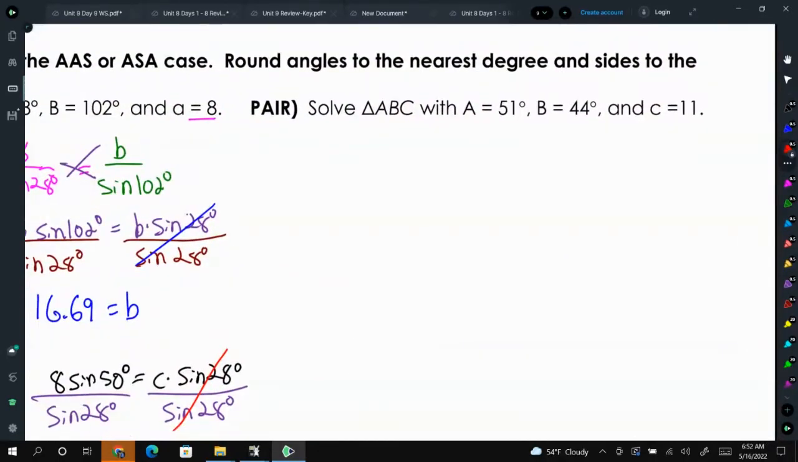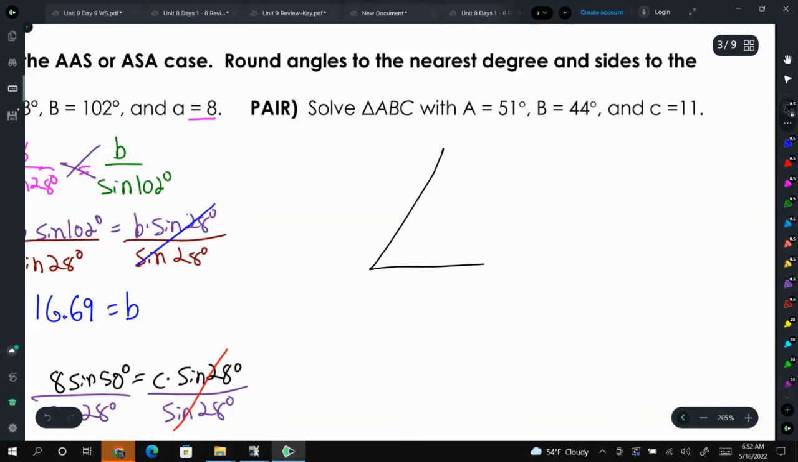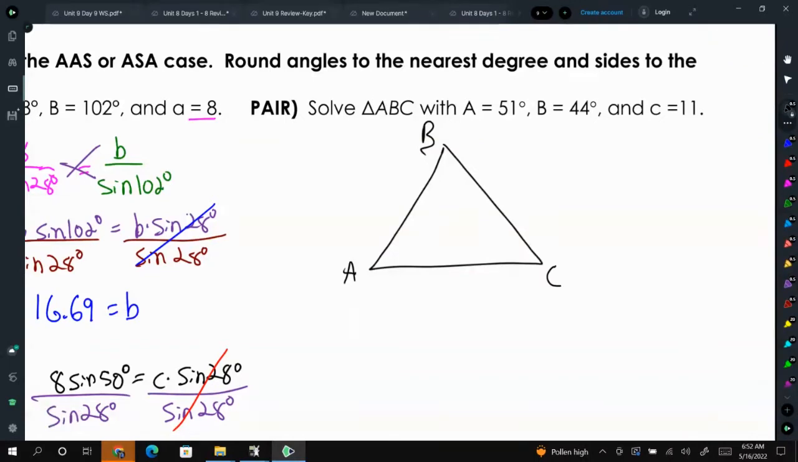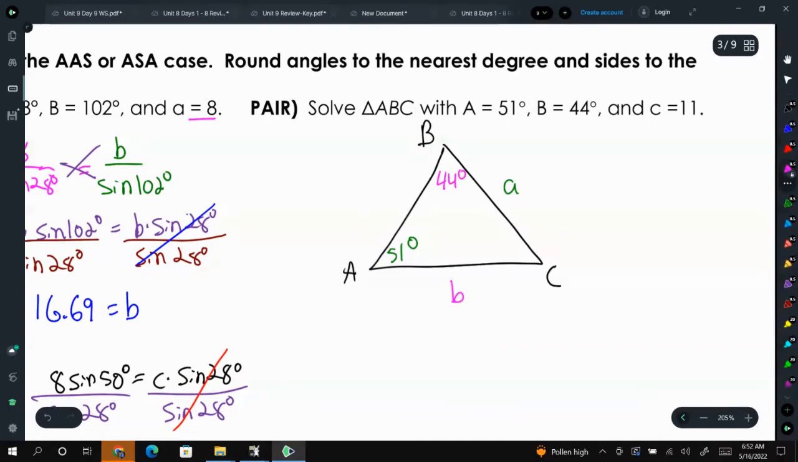All right, for this pair problem, I'm going to draw the picture and then label it, and then have you guys try the rest. So angle A is 51 degrees. Now we're just drawing a picture to organize our information. Well, angle C is going to be 180 minus 44 minus 51.